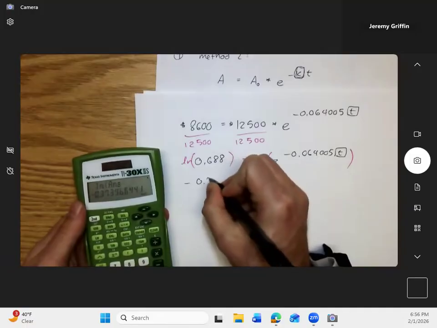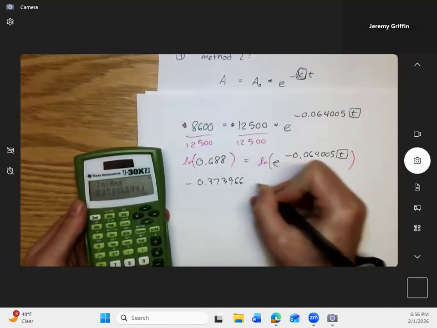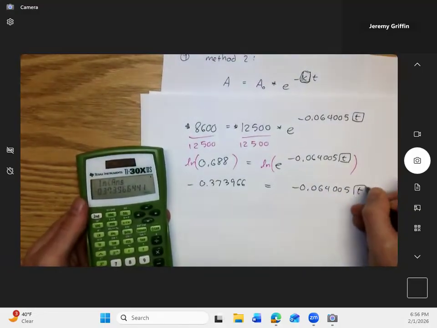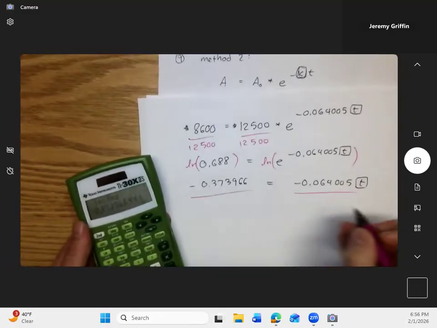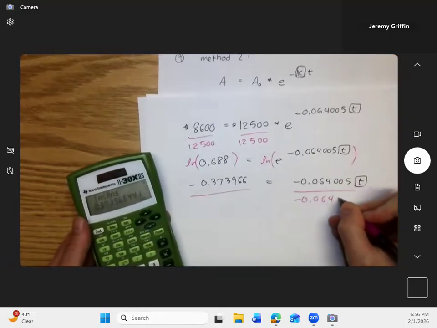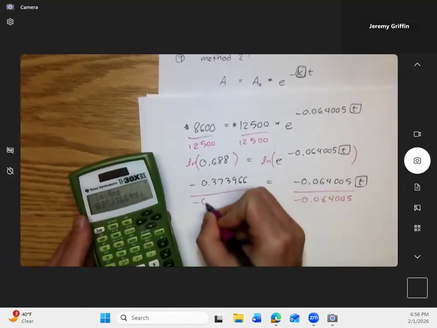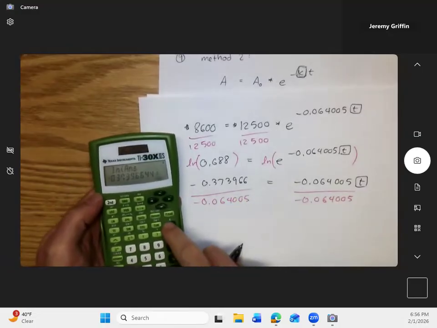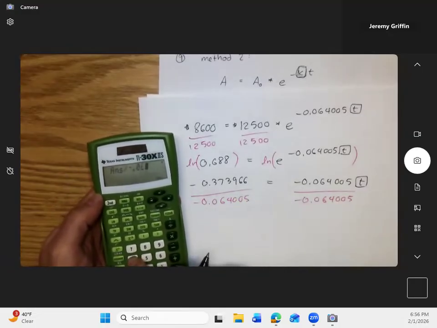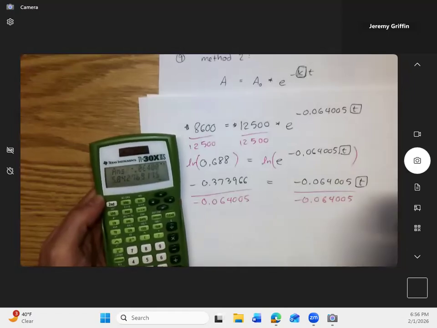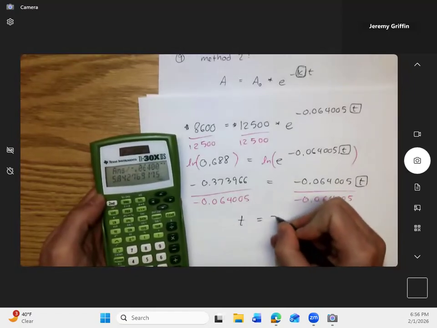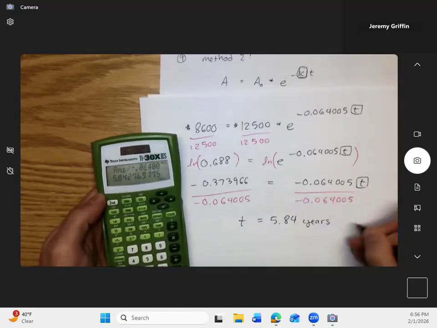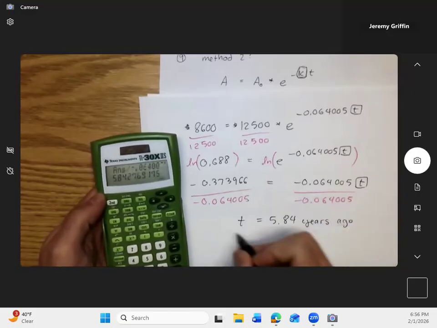So it's negative 0.373966 equals negative 0.064005 times t. Divide both sides by this coefficient. I'm getting t equals 5.84 years, like years old. Like I said, years old, years ago, something like that.